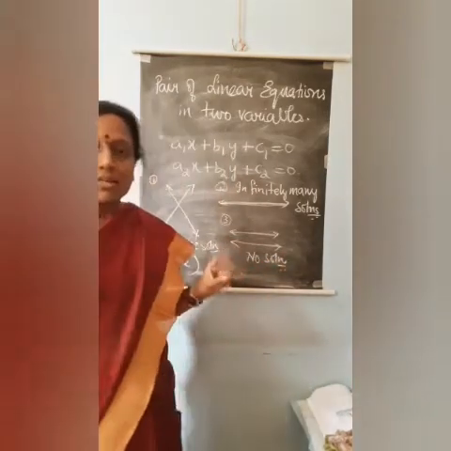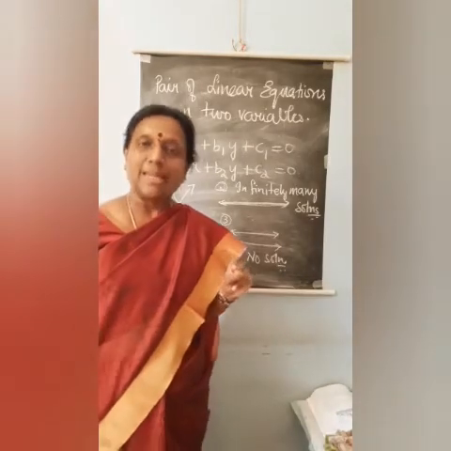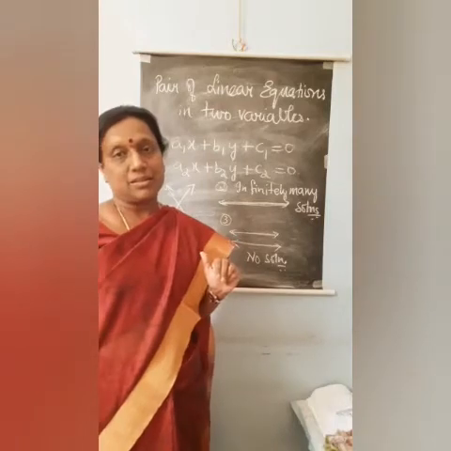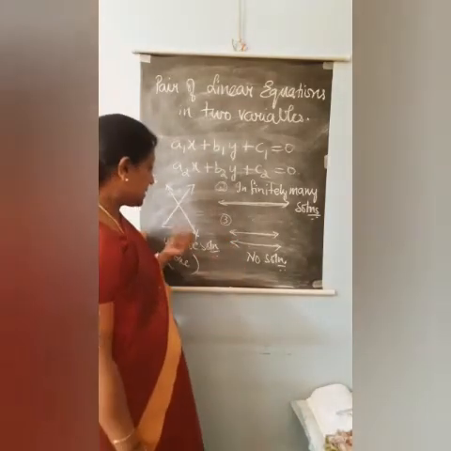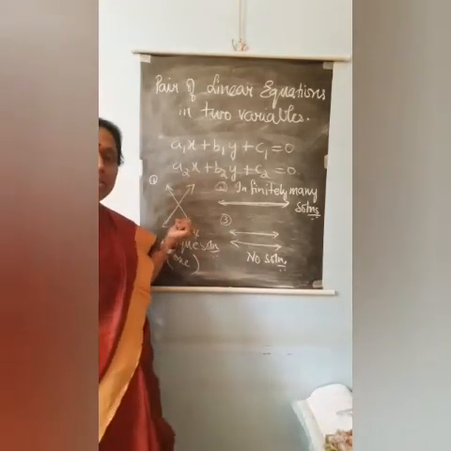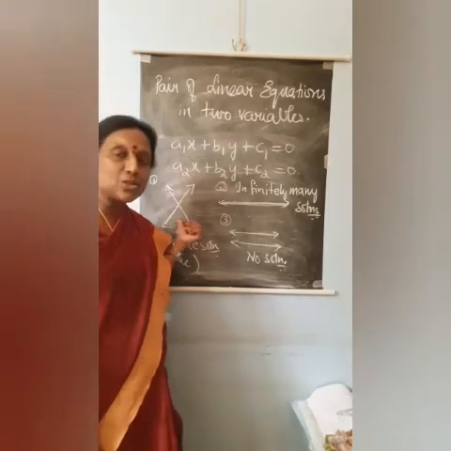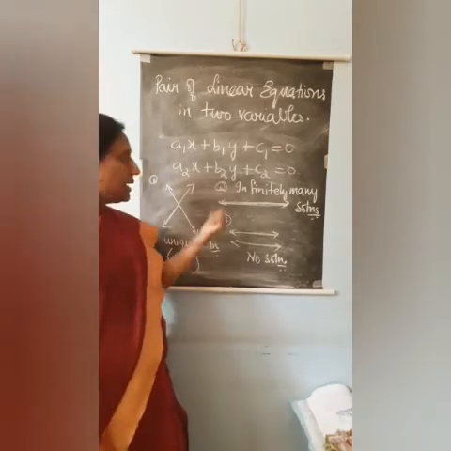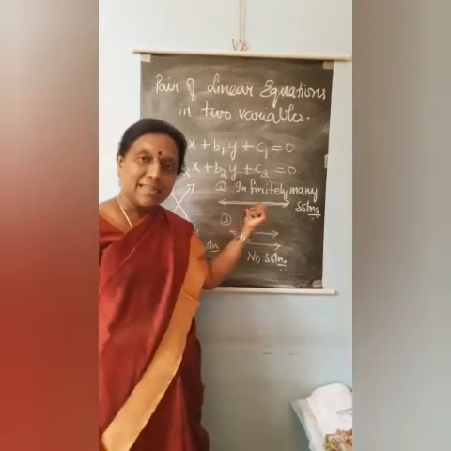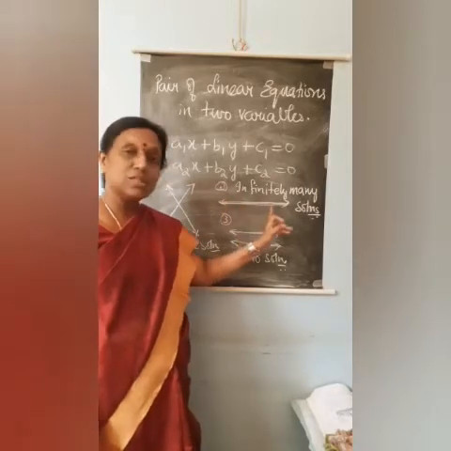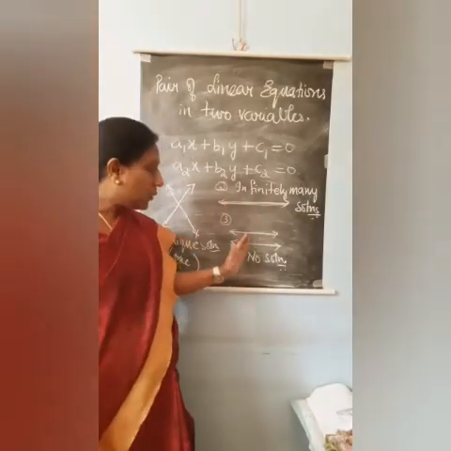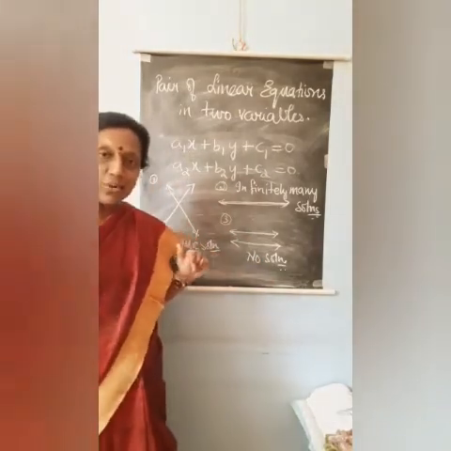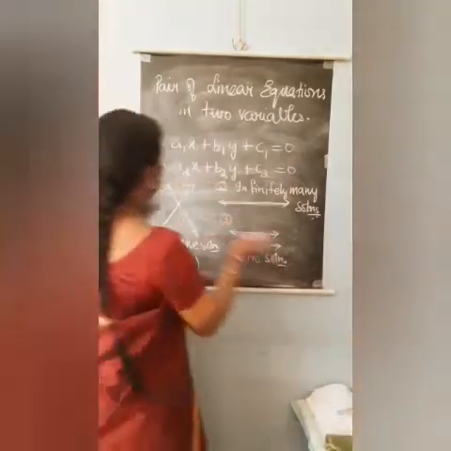Do you understand? So when we have a pair of linear equations and represent them graphically, we get three cases. The first case is intersecting lines. When they are intersecting, how many solutions do we have? We have one and only one solution. If they coincide, there are infinitely many solutions. When they are parallel, there is no solution. Did you understand? Okay.